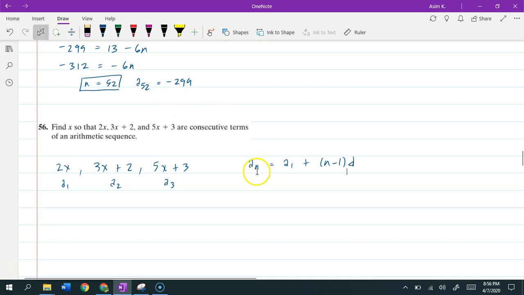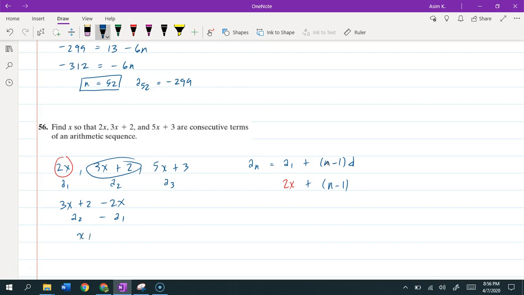N, it just changes based upon the term that you're on. So I actually have the first term here. The first term is the 2x, right? So I can plug in 2x for this right here. But more than that, I can actually figure out what d is by using a little bit of polynomial subtraction. So if I take 3x plus 2 and I subtract 2x, right? The idea of a sub 2 minus a sub 1 is just being moved forward. Well, I'll end up with x plus 2.